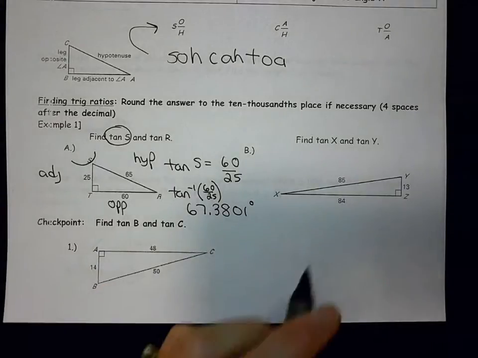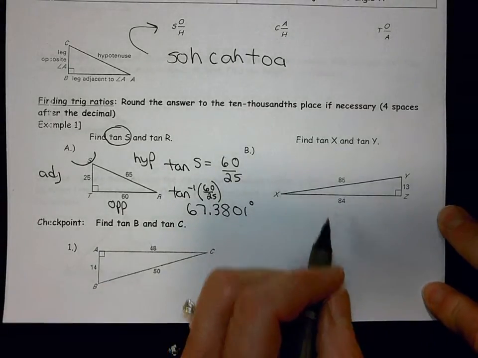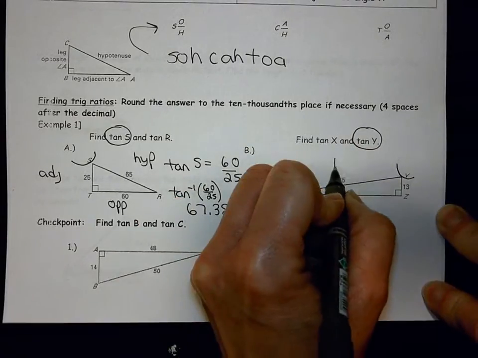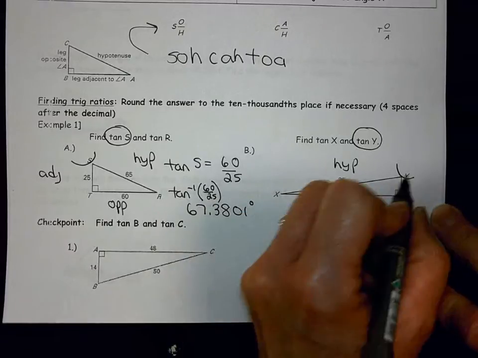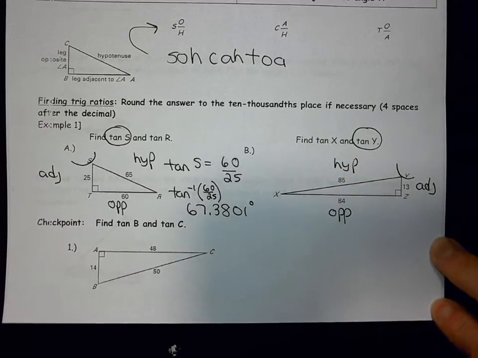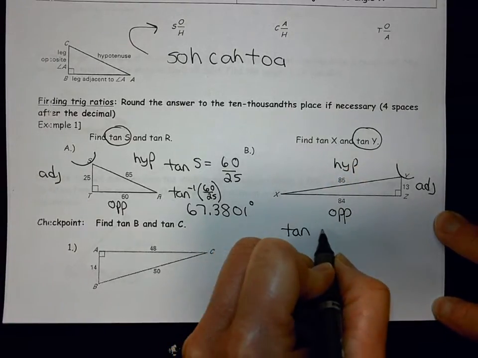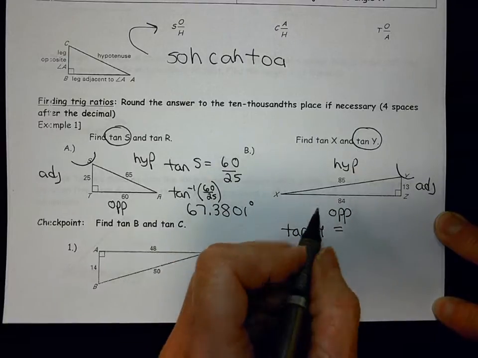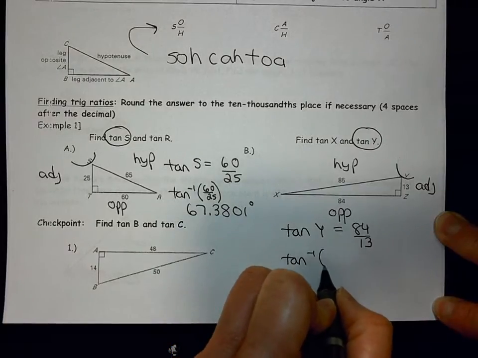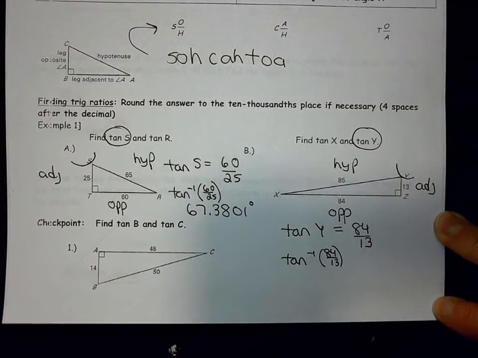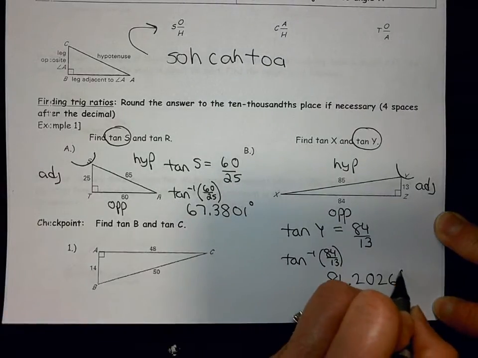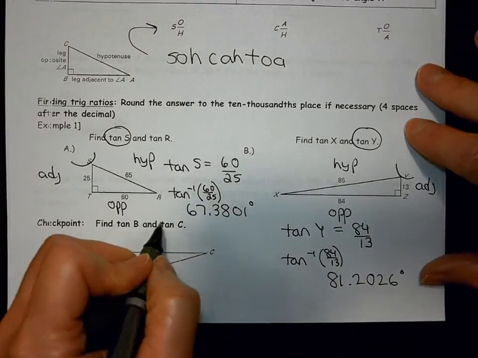Okay, if we take a look at part B, again, we're going to choose tan of Y, so we're going to stand on the Y. Again, hypotenuse is across from the right angle. Y is across from the 84, so that is the opposite, and left over is the adjacent. So tan of Y is going to be 84 over 13. Again, calculator button, second tan, 84 divided by 13. Angle will be 81.2026 degrees.